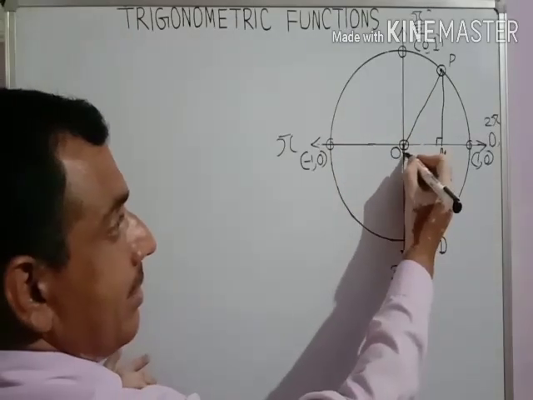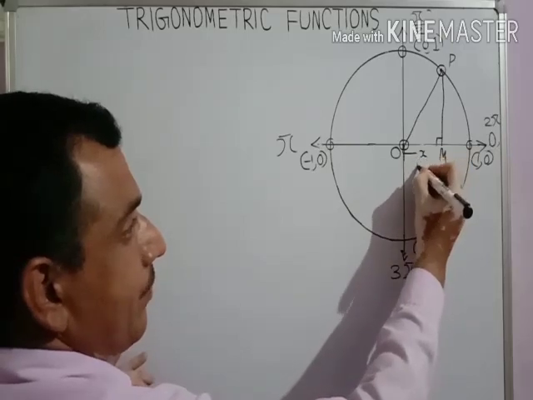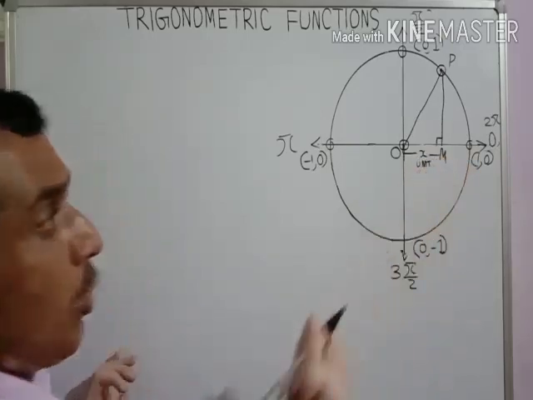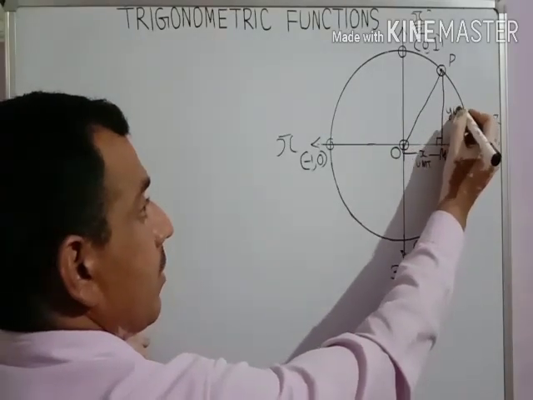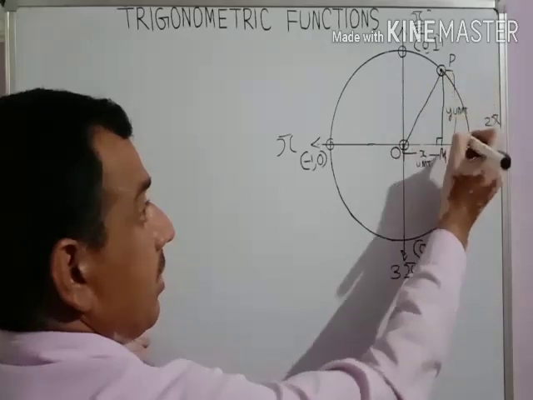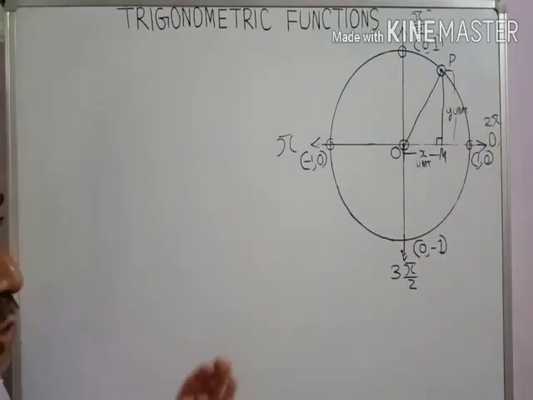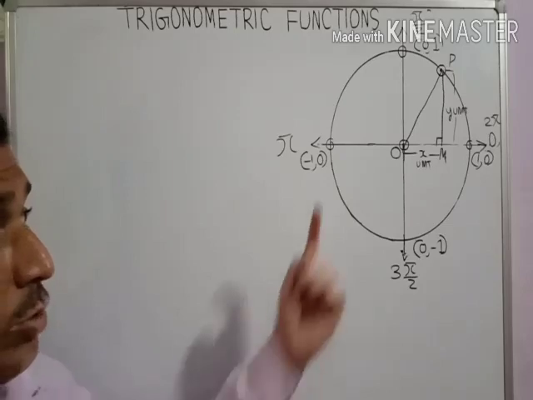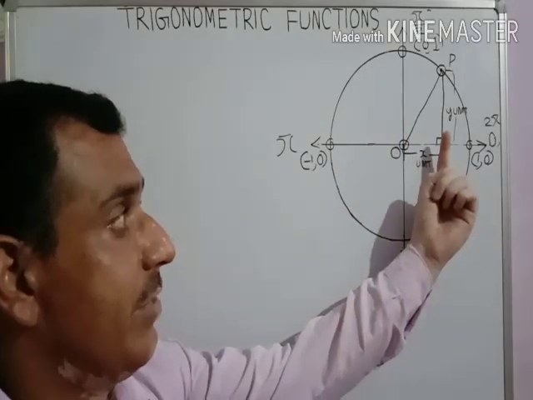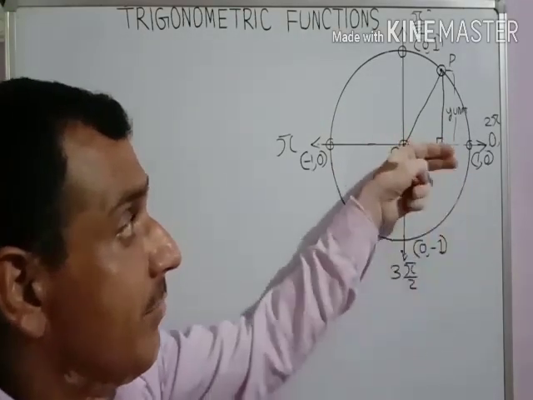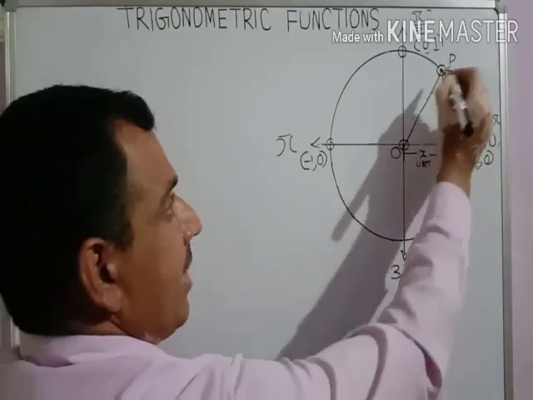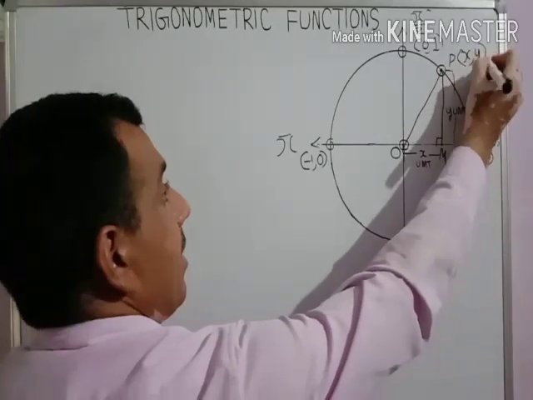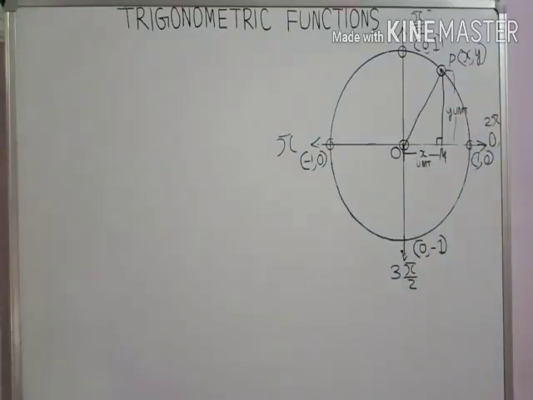Suppose that this distance OM is x unit and PM is y unit. If I ask you what are the coordinates of point P, you will say, sir, this point is x unit away from the y-axis and y unit away from the x-axis. Definitely it is x comma y. The coordinates of point P are x comma y.